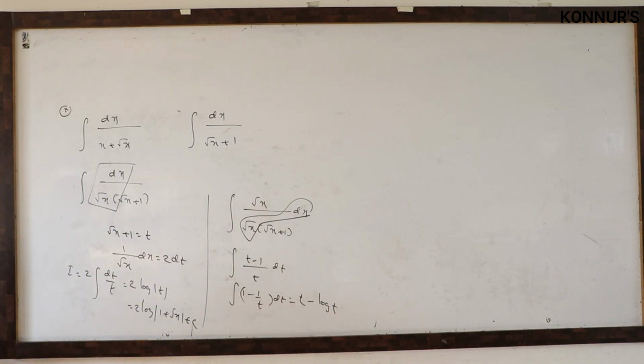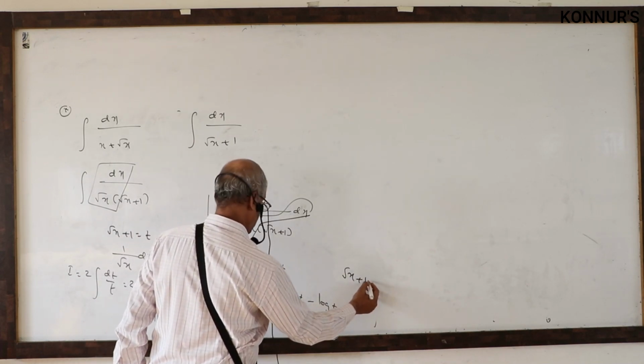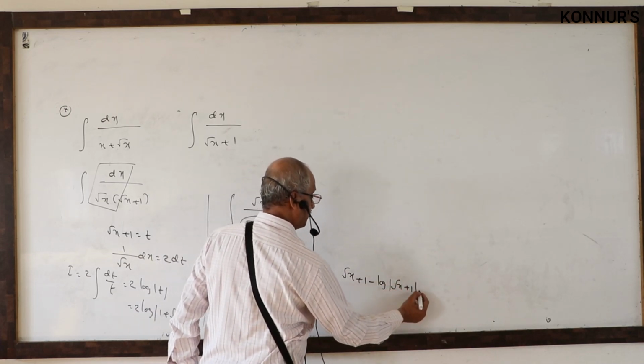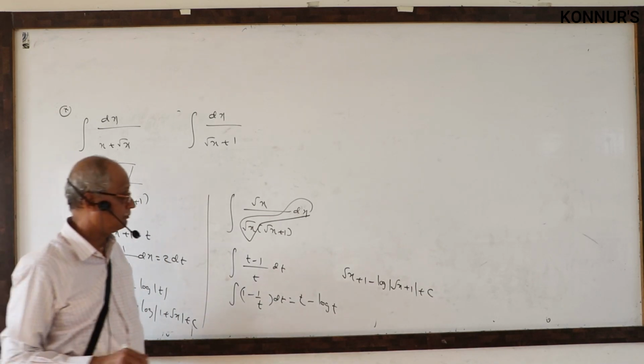Substitute the t value. Root x plus 1 minus... now what is the answer? Root x plus 1 minus log of (root x plus 1) plus c. This is the answer. But there is an important problem.